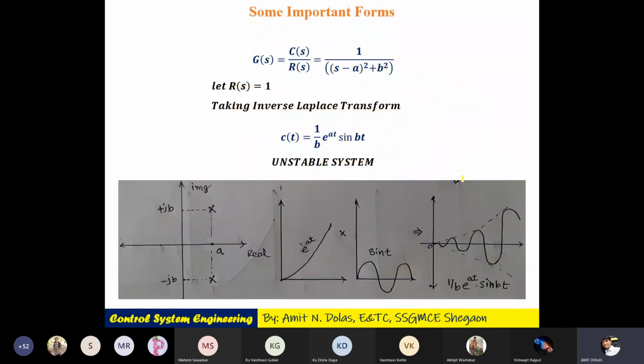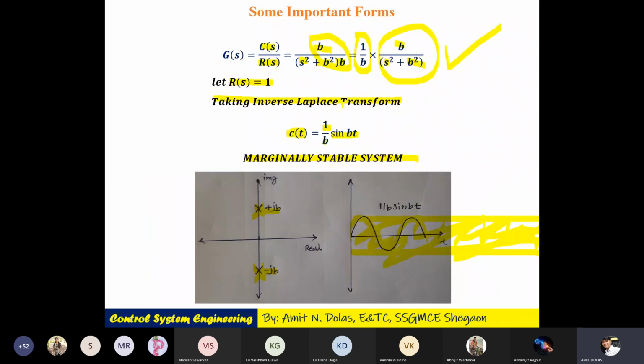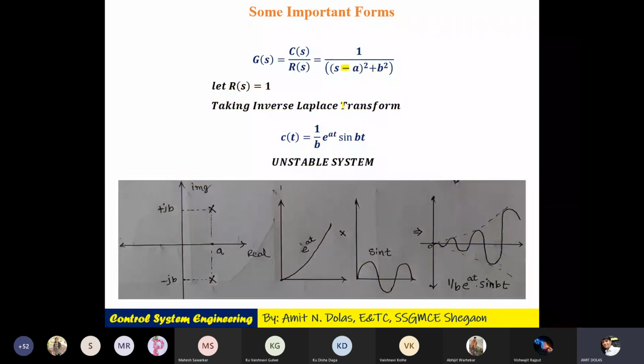Let's move to the next. It looks the same, but I am changing the sign. Initially it was plus here, you can see it was plus in previous examples. Now it is minus here. So it is 1 upon (S minus A) whole square plus B square. R of S is 1. Then taking the inverse Laplace of this function, we have 1 by B into e raised to power at, not minus, into sine bt.